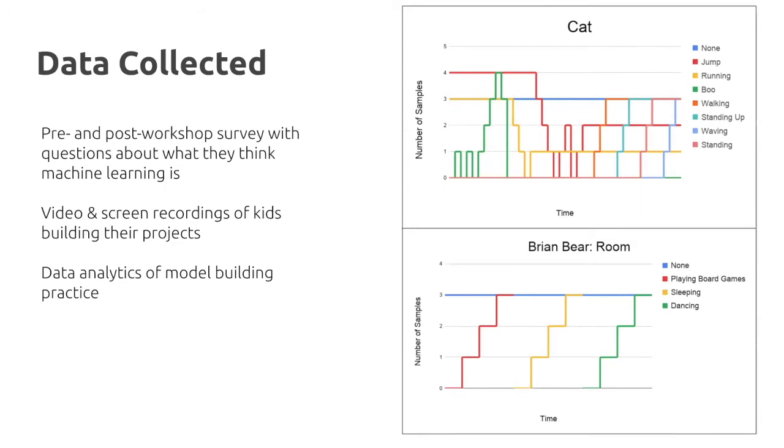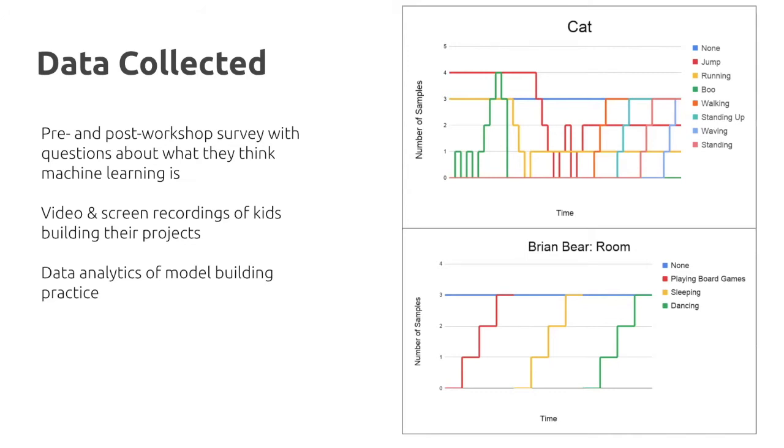So we can build, for example, these plots that show how they were adjusting the machine learning model over time. You can see an example on the bottom that there were four different gestures used in this particular project: playing board games, sleeping, and dancing. And you can see over time that the child added samples for each of those gestures. The y-axis is the number of samples. So she added three samples for each of these gestures. But when she was building this project, she actually didn't ever have to go back and remove samples or re-add samples based on how the model was performing. Whereas at the top, it's a very different example where there are a lot of gestures and she's going back and forth, removing and adding samples as she's building the project and testing it.